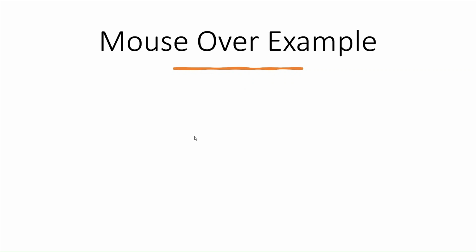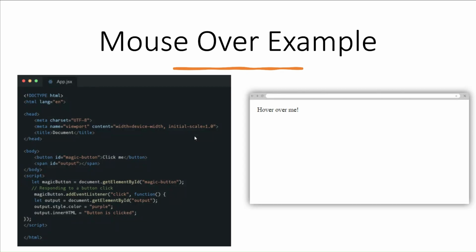Now, in this example, we are responding to the mouseover event by changing the text color and content when the mouse is over an element. The original style is restored on mouseout.